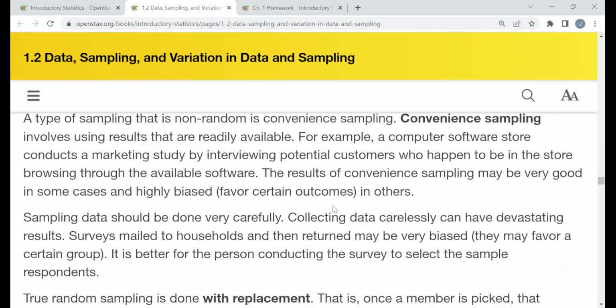All right. Now this final sampling method is considered a not very good, or non-random.